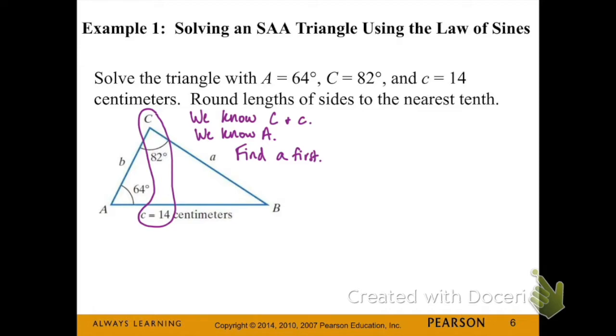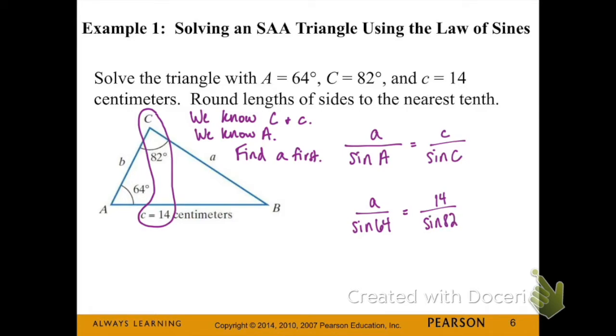So I am always going to put my unknown first. So whatever I'm solving for is going to go first. So little a over sine of big A and little c over sine of big C. So this is the setup that I'm going to use since I know both my C's and one of my A's. So plug in everything that we know. And then to solve for little a, I need to move sine of 64 to the other side of the equation. I'm going to do that by multiplying since it's attached by division.